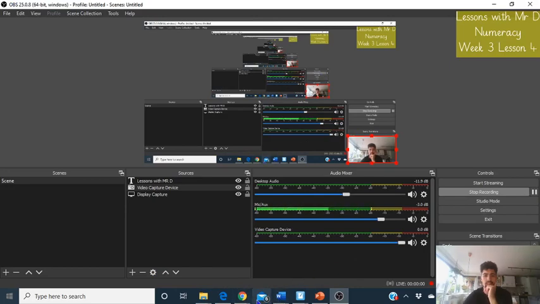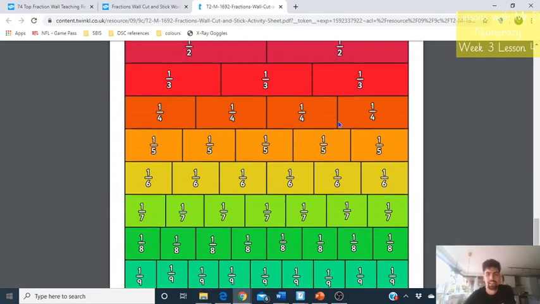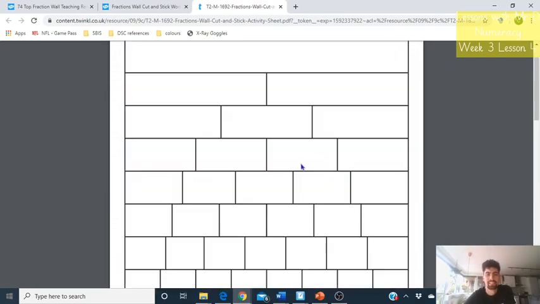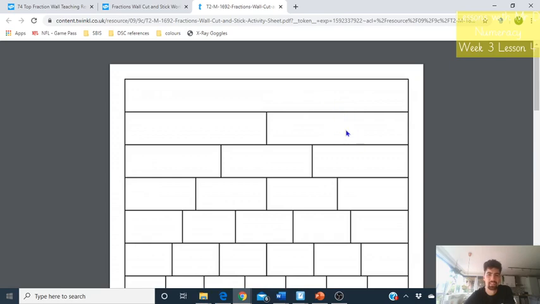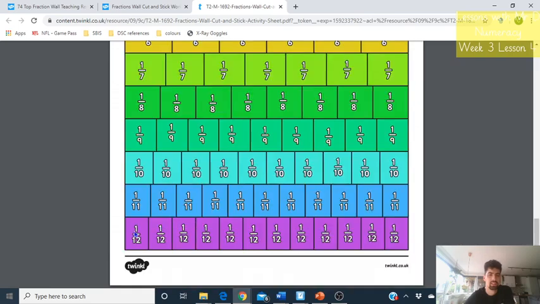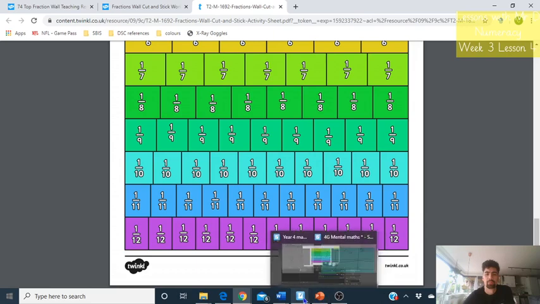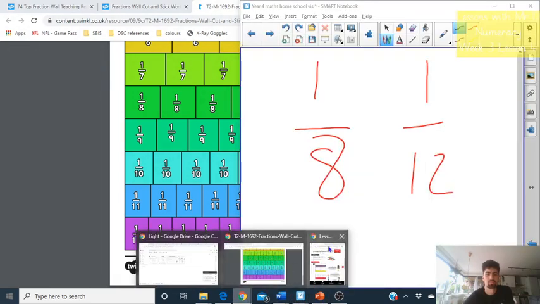So we're looking at your fraction wall, and if you've done your own, even better. But you'll also see that if I was comparing these strips, I'd rather have a half over 1/12, because a 1/12 is a tiny piece. And 1/8 is not much bigger, but it's a little bit bigger. Okay, so we're just going through a bit of recap to start off with.